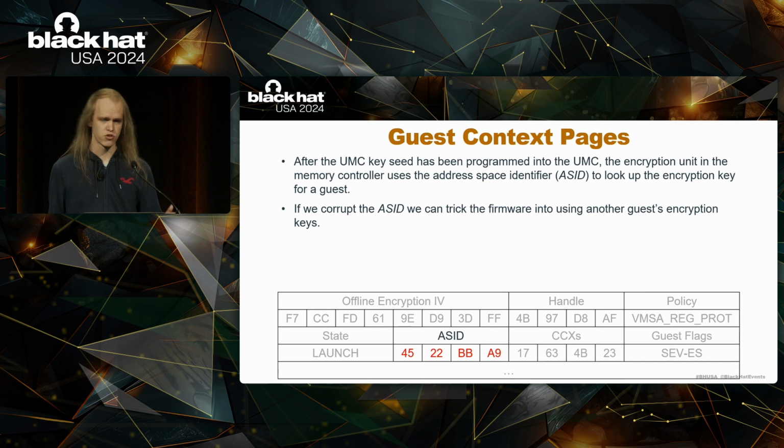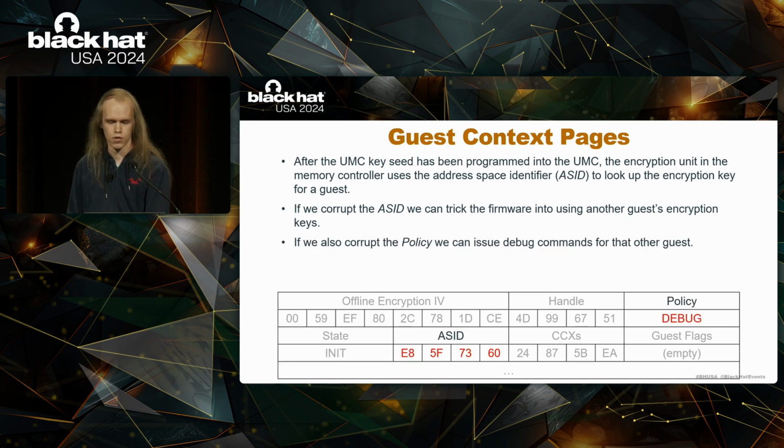another guest. And so the idea then is that we don't need two guests to have the same encryption key if we can just corrupt the guest context page from one guest to just point to the encryption key of that other guest over there. And so this way we don't need to have two guests share the same encryption key. Also, because we need to corrupt the whole guest context page, that's just how the vulnerability works, we also need to corrupt the policy field, and ideally we want to corrupt it in such a way that it has the debug flag enabled.